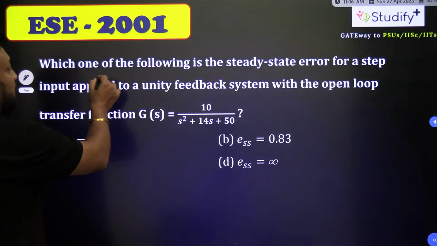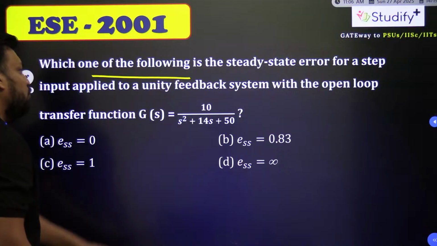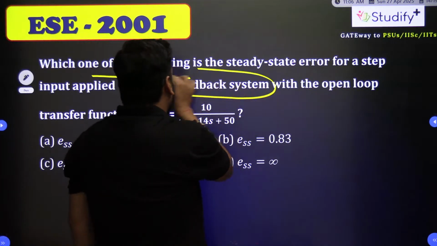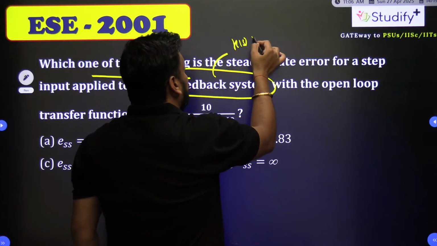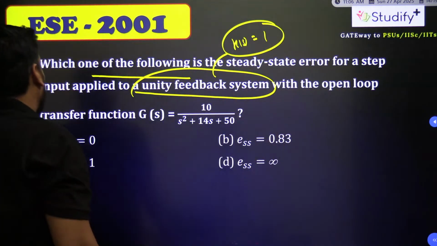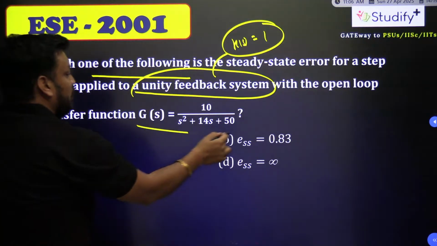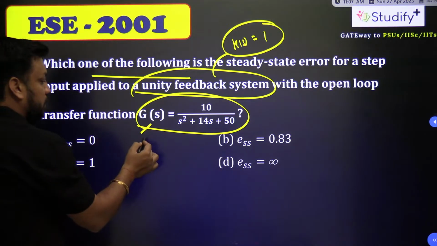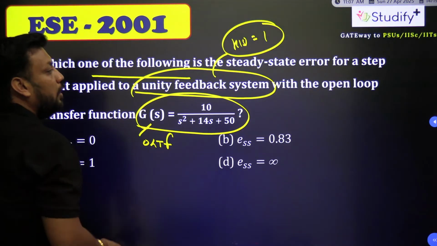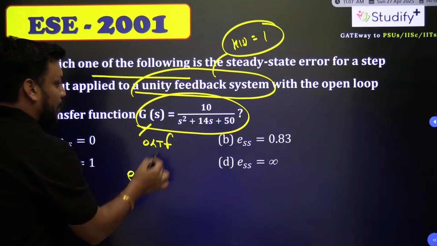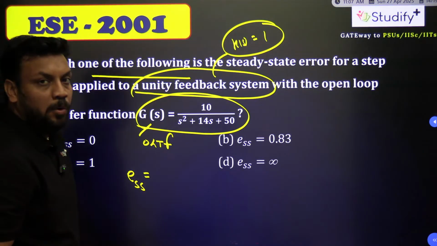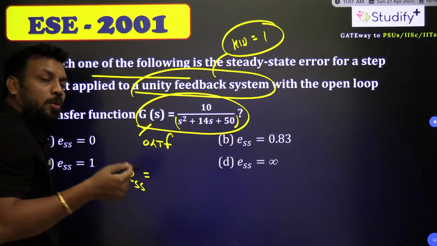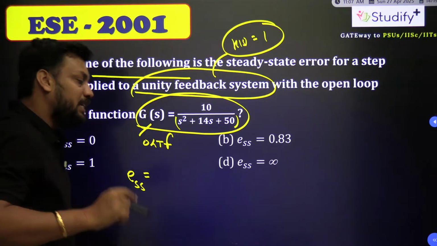Now, this is the last question of today's class. Which of the following is the steady state error for the step input applied to the unity feedback system? This means H(s) is given as 1, with the open loop transfer function G(s) equal to 10 upon s square plus 14s plus 15. This is your OLTF. And do you know what the type of this is, sir? Type means the number of open loop poles lying at the origin. There is not even one pole at the origin. It means the type is zero.